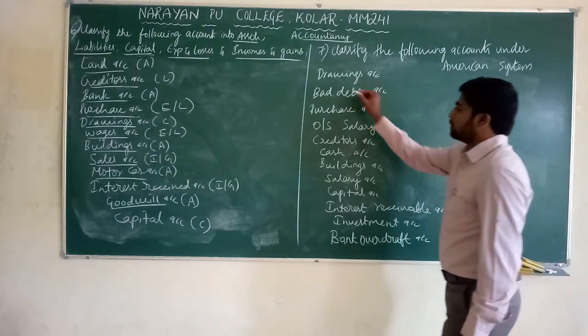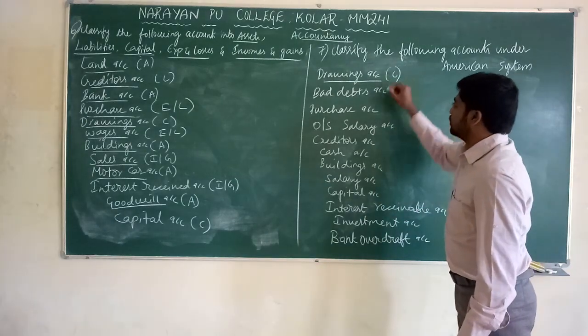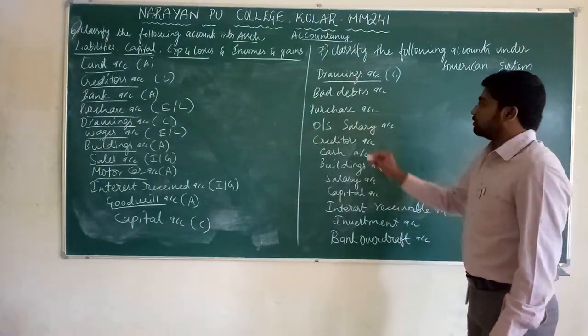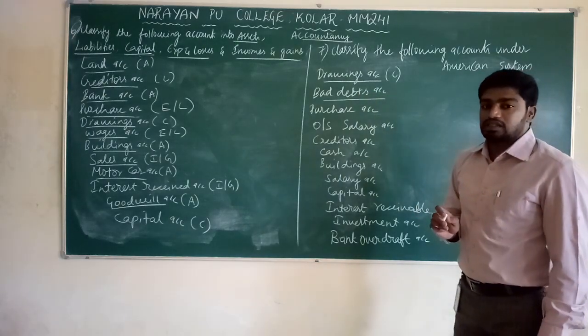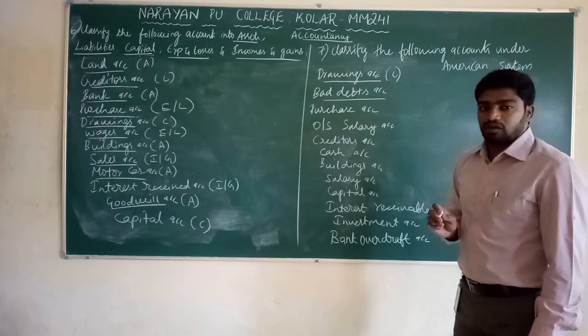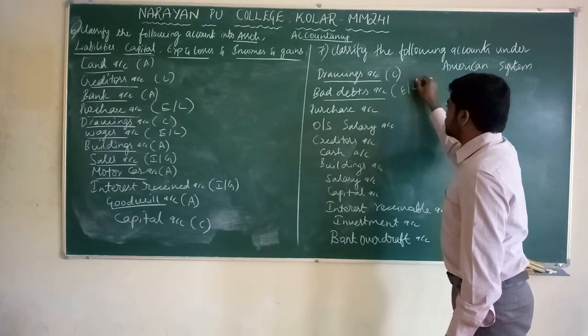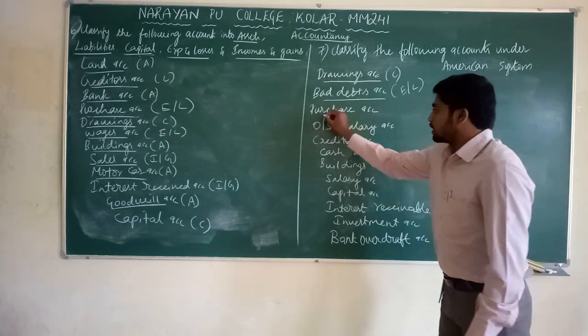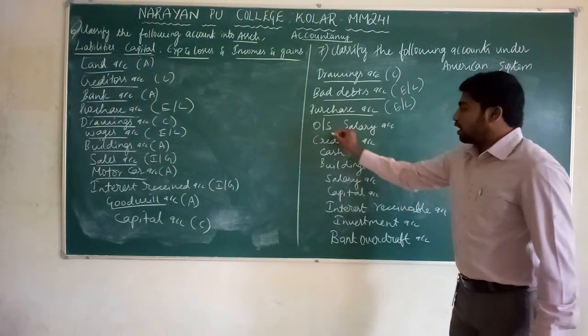Let us see one by one. Drawings account comes under capital account. Bad debts, think once again. Bad debts, it is one of the expenses to the organization. It comes under expenses and losses account. Purchase account, it comes under expenses and losses.